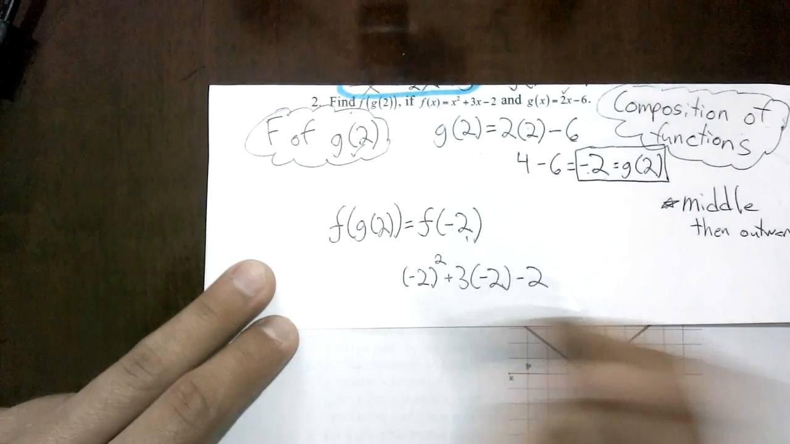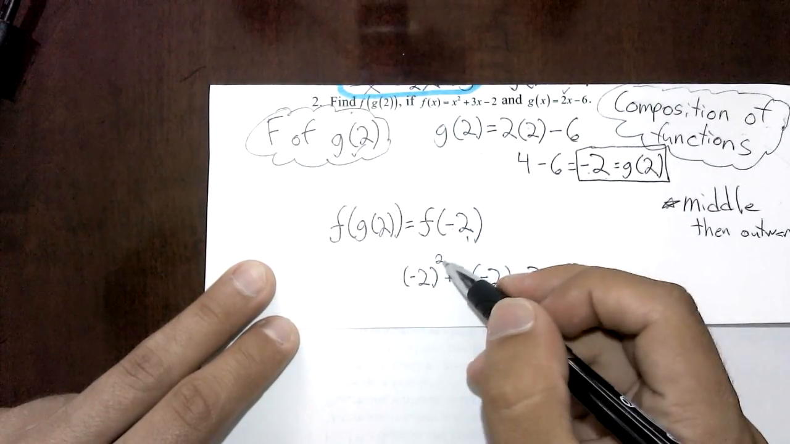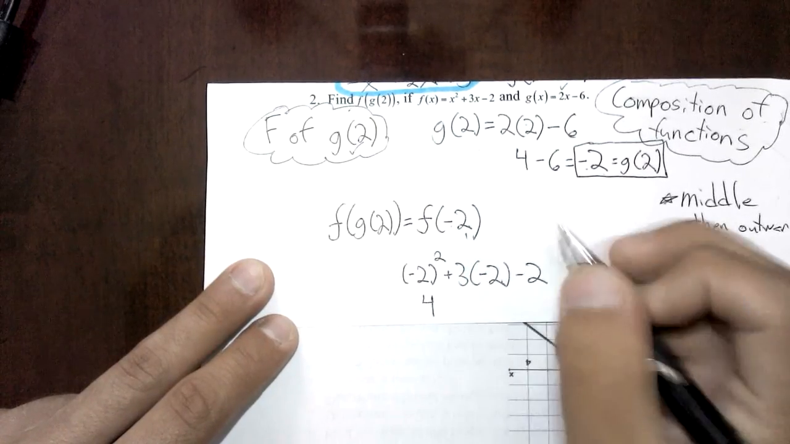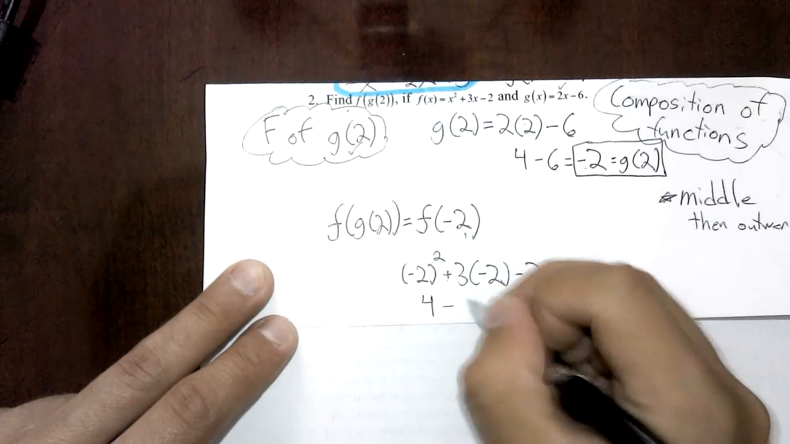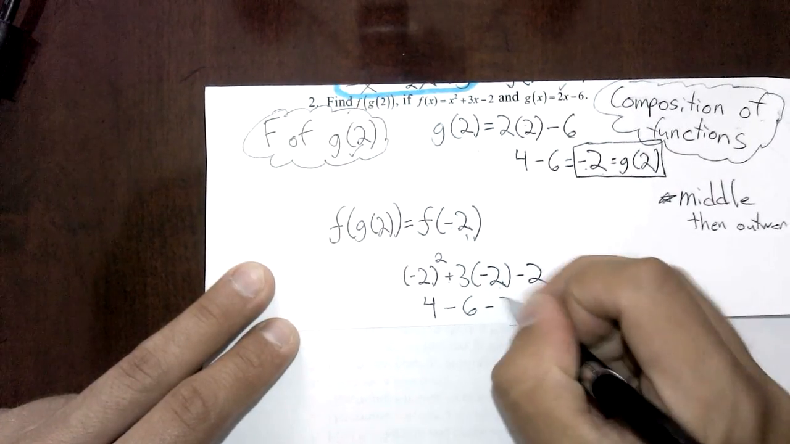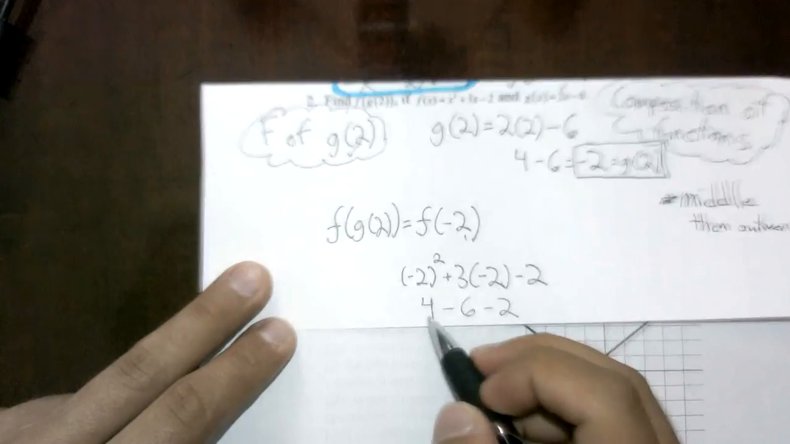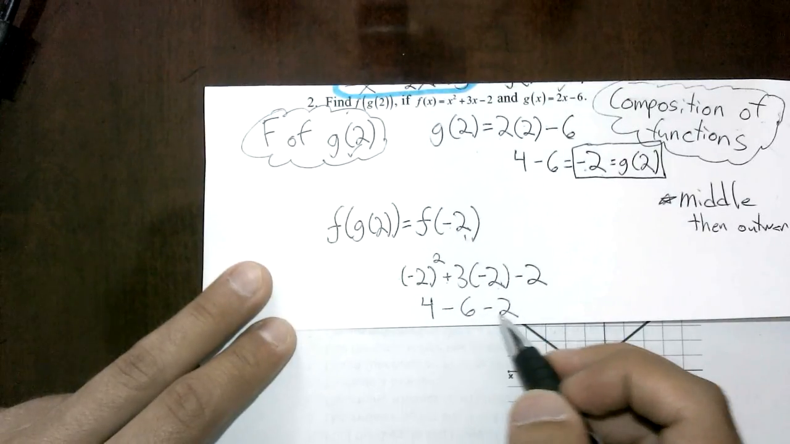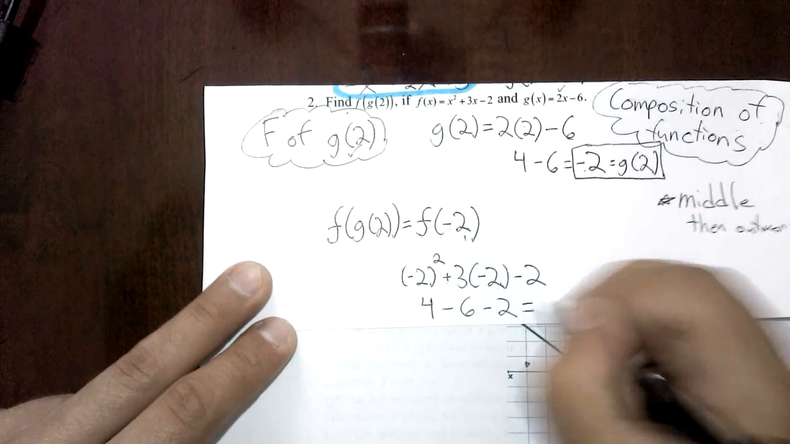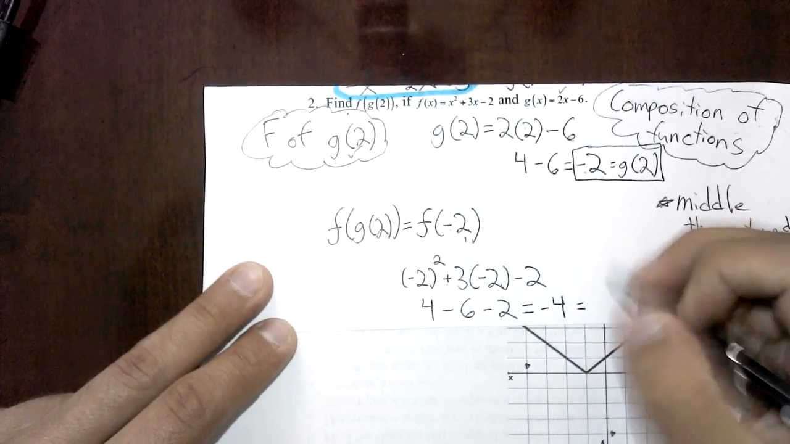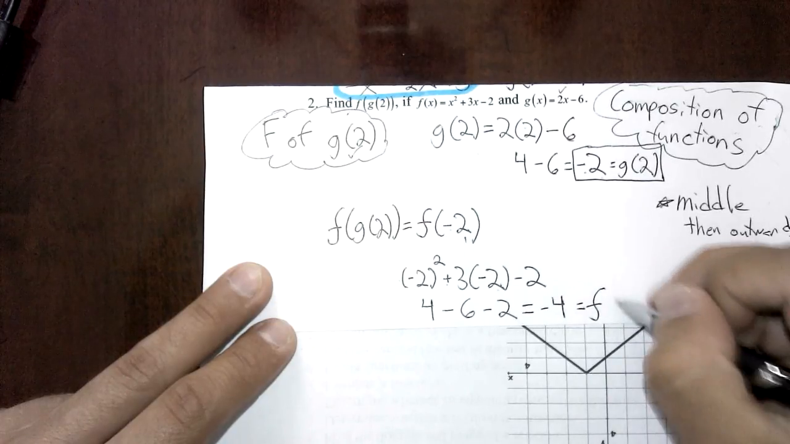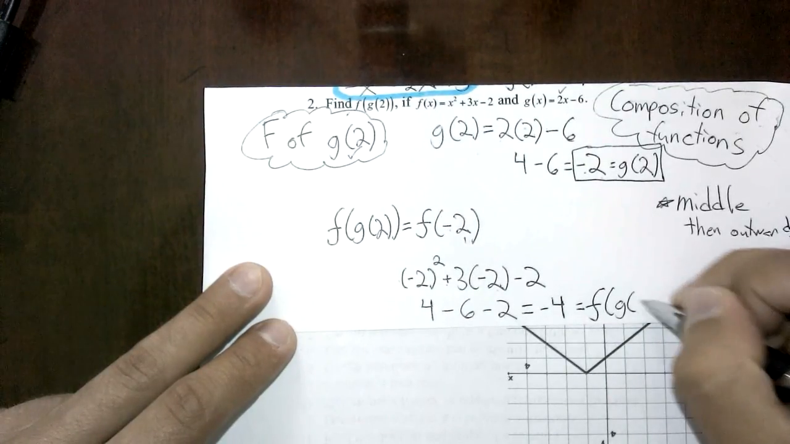So taking this from left to right, negative 2 when squared gets us positive 4. We're adding on the product of 3 and negative 2. So we're deducting 6. We're then deducting 2. Left to right, 4 minus 6 minus 2 is negative 4. And this is, again, f composed with g of 2.